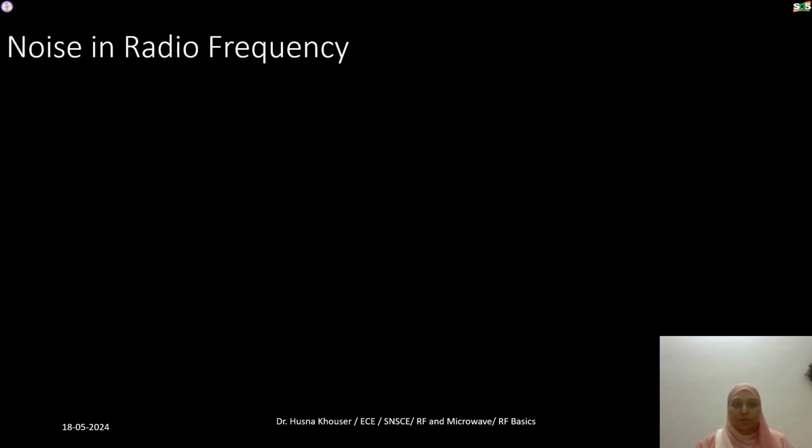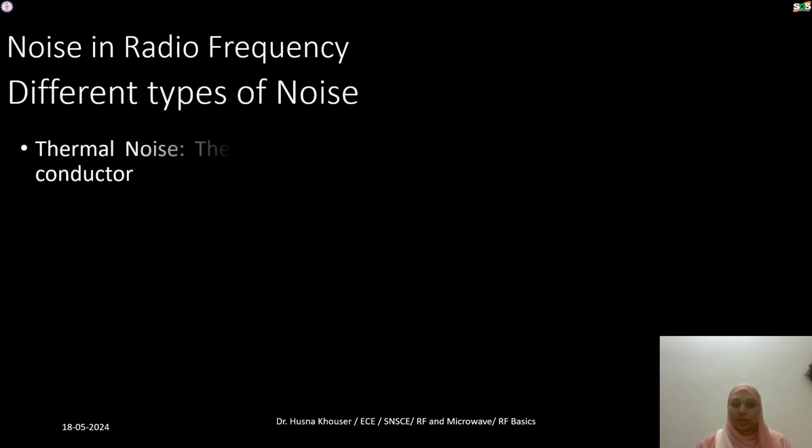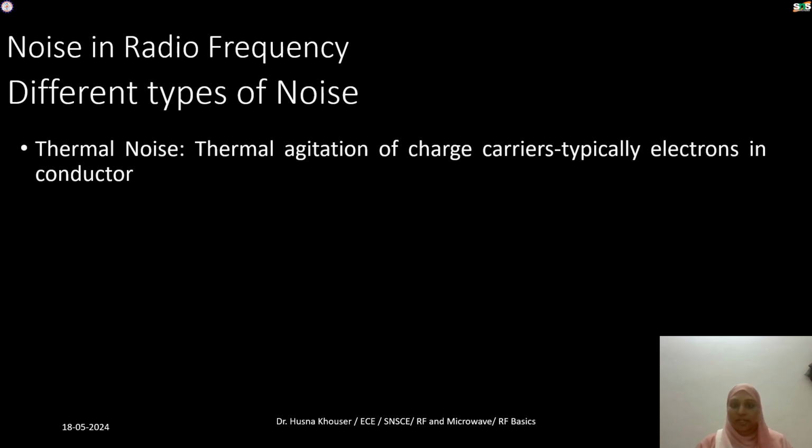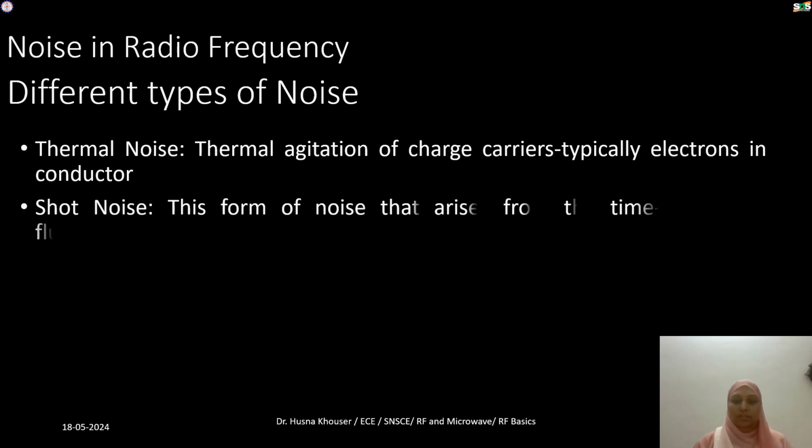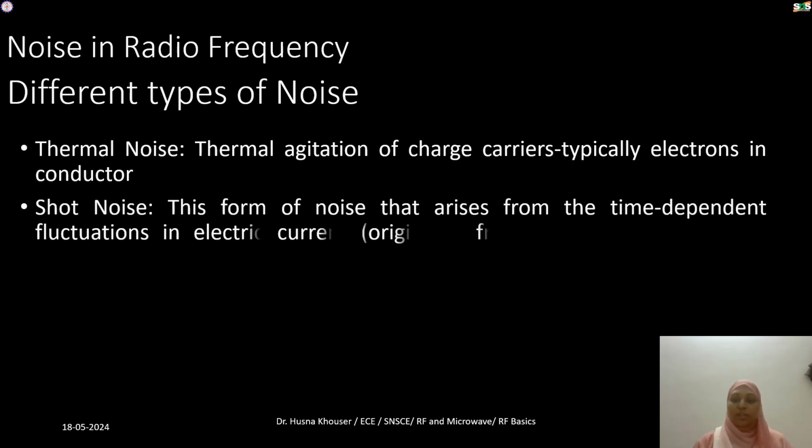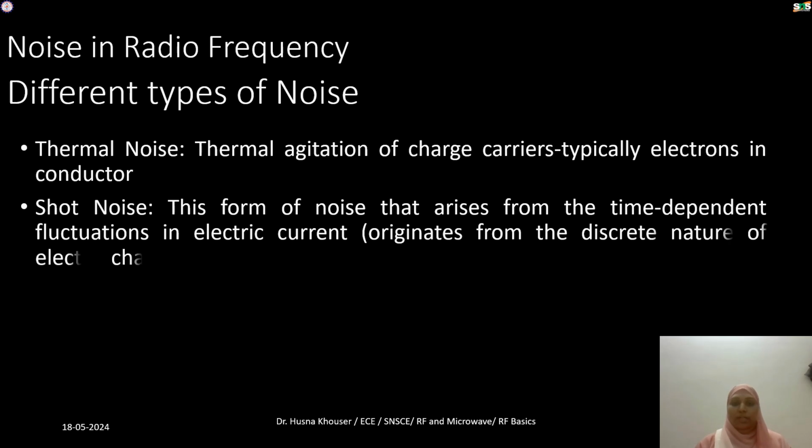And the different types of noise. Here you can see this is thermal noise. Thermal noise occurs due to the thermal agitation of charge carriers, typically electrons in a conductor. That is, when the signal is transferred due to electron conduction, that level of movement will cause the thermal noise.